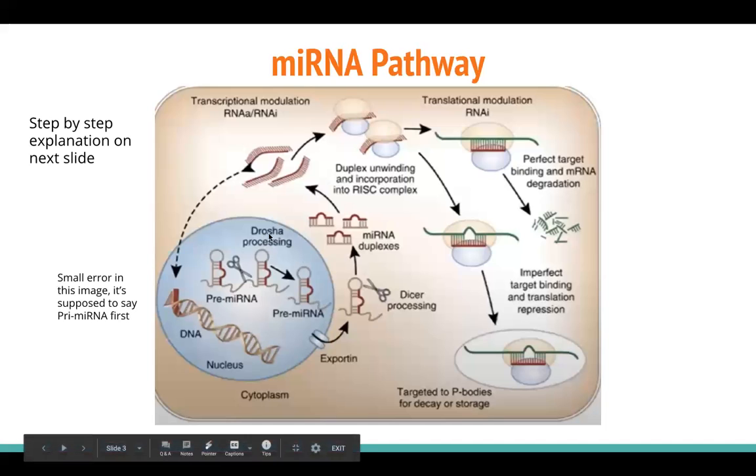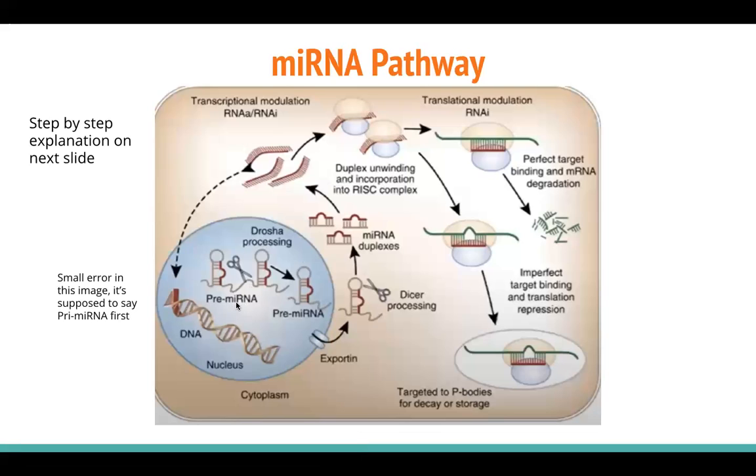Okay, so Drosha is going to cut the pri-miRNA and turn it into pre-miRNA. The pre-miRNA is going to be exported out of the nucleus and exposed into the cytosol. Now that you have this pre-miRNA, there's another enzyme in the cytosol, Dicer, that cuts the pre-miRNA further to make it into these little miRNA duplexes.